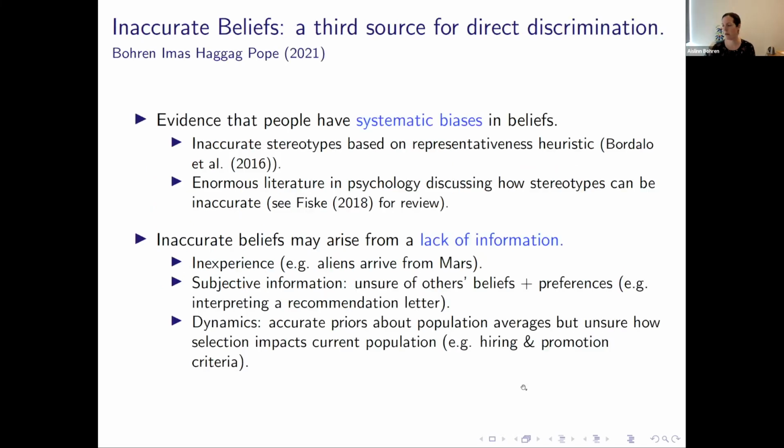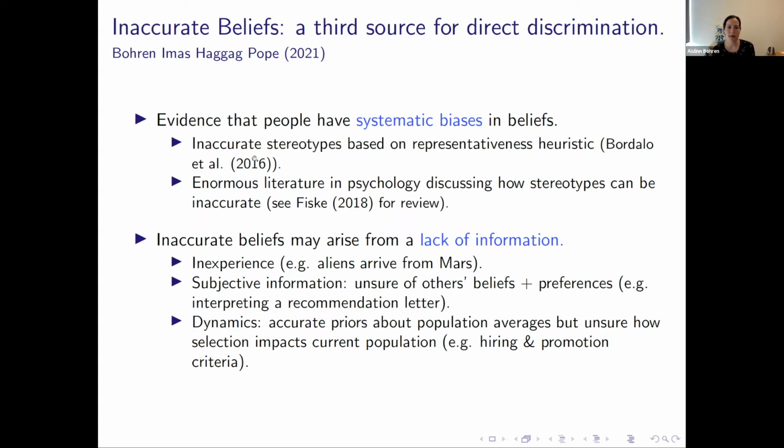Okay, so to start out, we look at the third potential source, inaccurate beliefs. This is based on work I have with Alex Emas, Kareem Hagag, and Devin Pope. There have also been a lot of really nice empirical papers coming out recently trying to identify inaccurate beliefs in different settings. We argue that people have systematic biases in their beliefs, coming from the behavioral literature. It may be because of, say, inaccurate stereotypes. Bordalo et al. have a really nice model of how inaccurate stereotypes can lead to inaccurate inference. There's a huge literature in psychology discussing how stereotypes can be inaccurate.